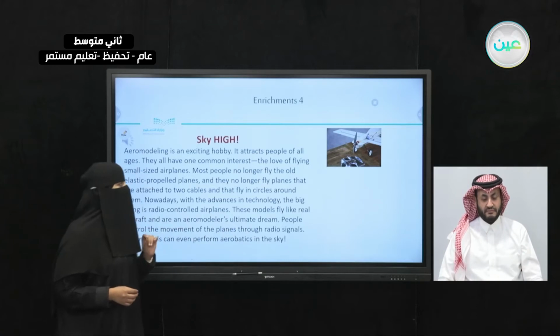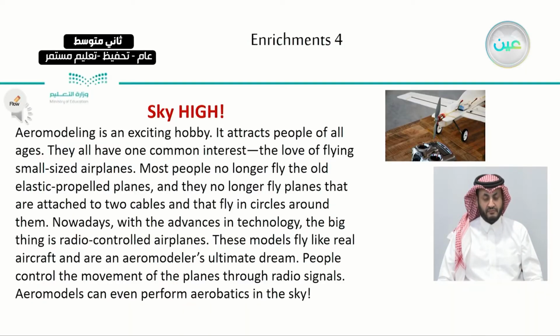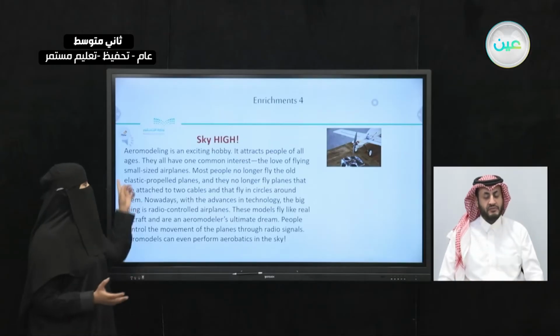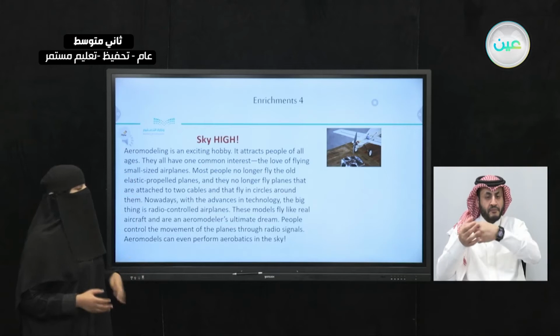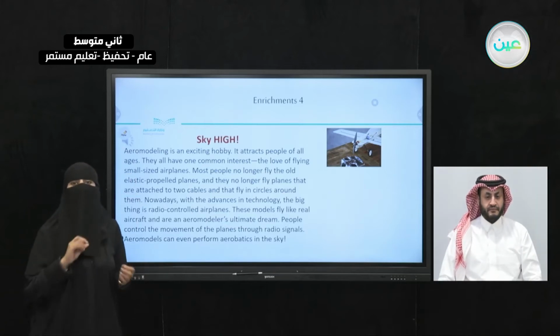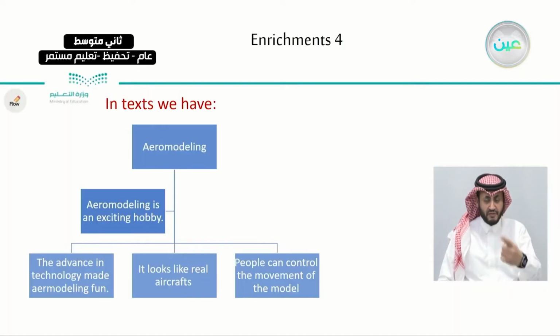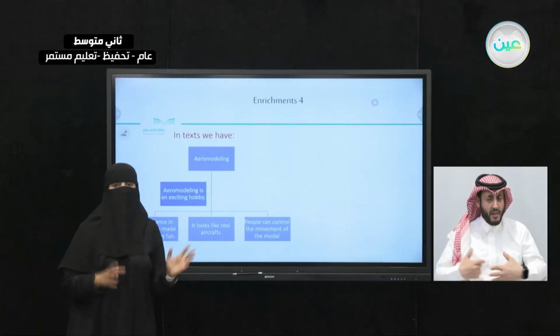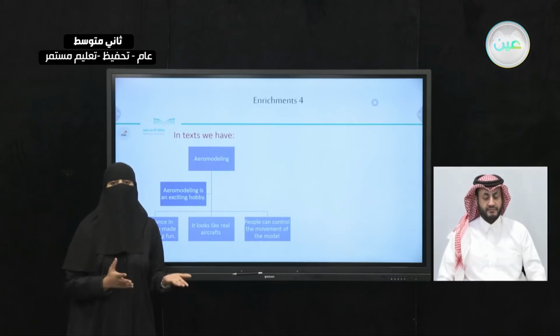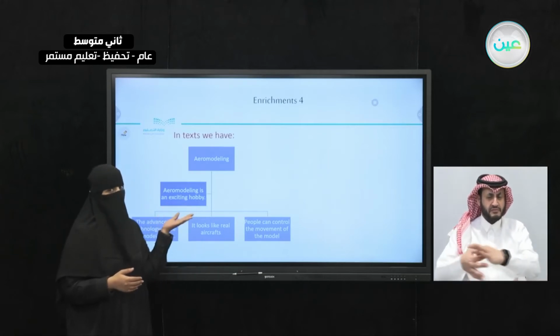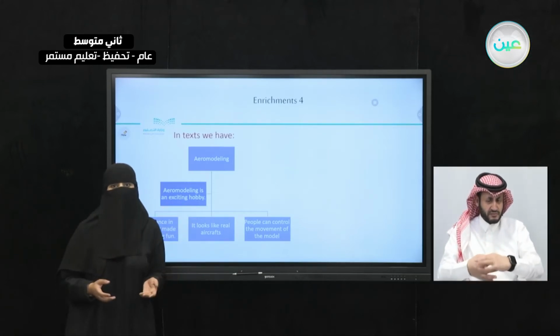Now, let's take a look. Here, the topic is what? All of the text is talking about what? It's talking about air models, right? Now, what is the topic sentence or the main idea in here? The topic is air modeling. Now, the main idea or the main thing about this text is what? Air modeling is an exciting hobby. In the text, they're saying that this is an exciting hobby. But what are the details that support the idea of air modeling being an exciting hobby?